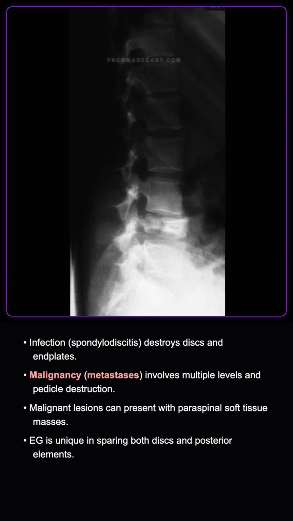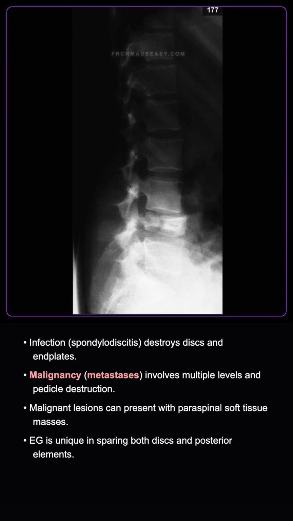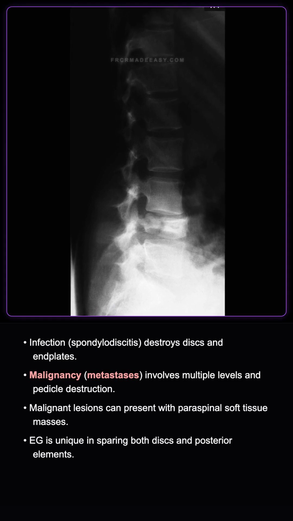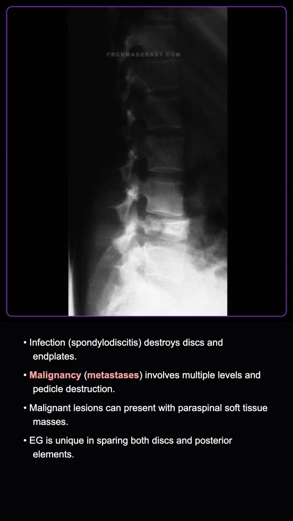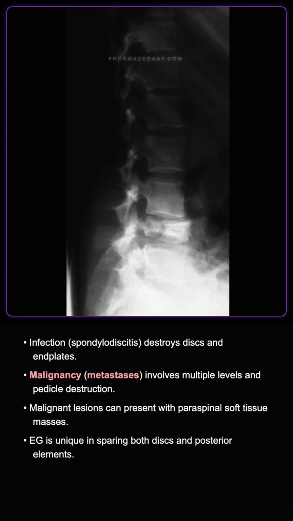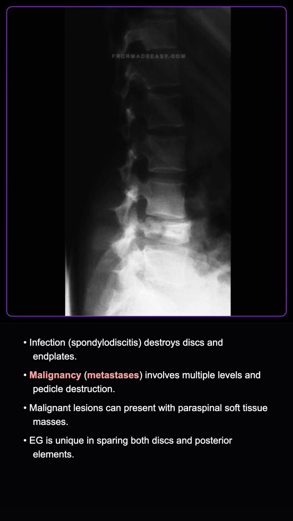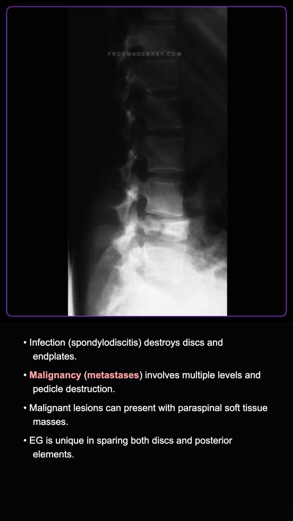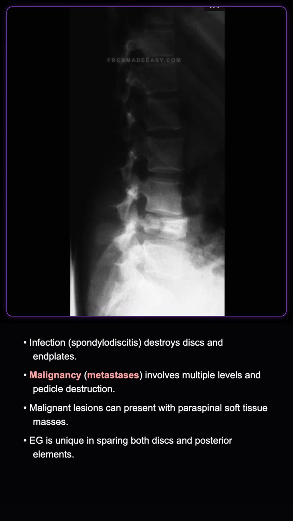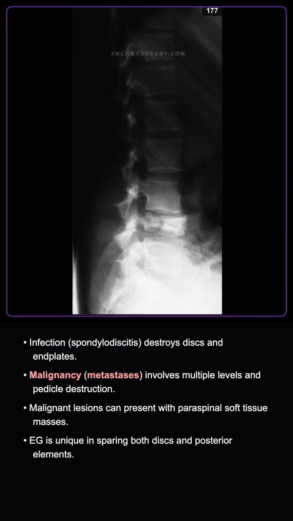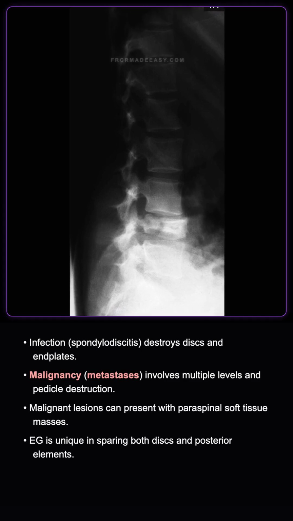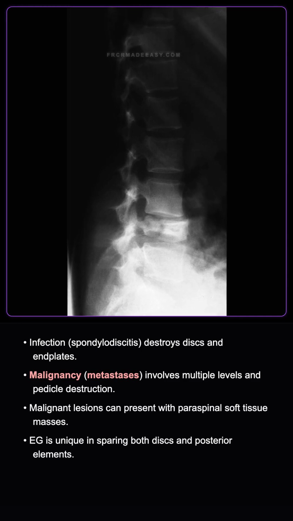An infectious process, such as pyogenic or tuberculous spondylodiscitis, would show destruction of the adjacent intervertebral disc space and end plates, often with a paraspinal or prevertebral fluid collection. Malignant processes, such as metastatic disease, lymphoma, or leukemia, typically involve multiple vertebral levels, show osteolytic destruction of the posterior elements or pedicles, and demonstrate a bulky epidural or paraspinal soft tissue mass. Eosinophilic granuloma is characterized by sparing of both the disc spaces and the posterior elements.